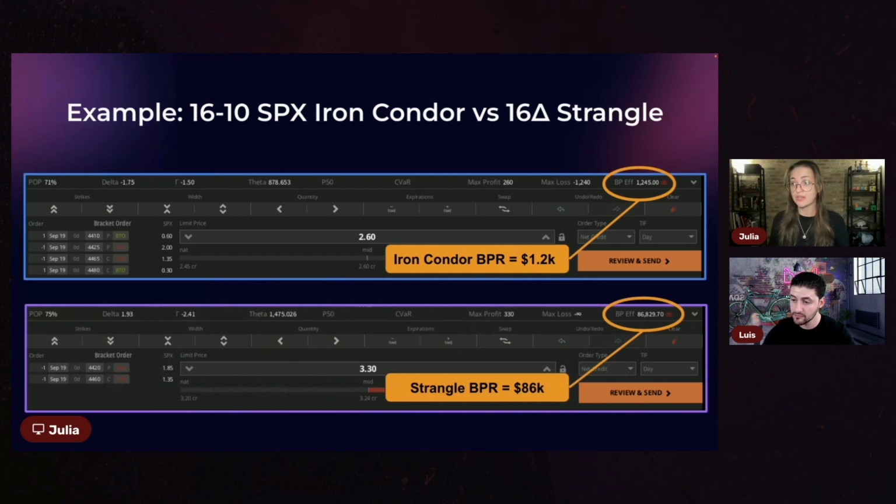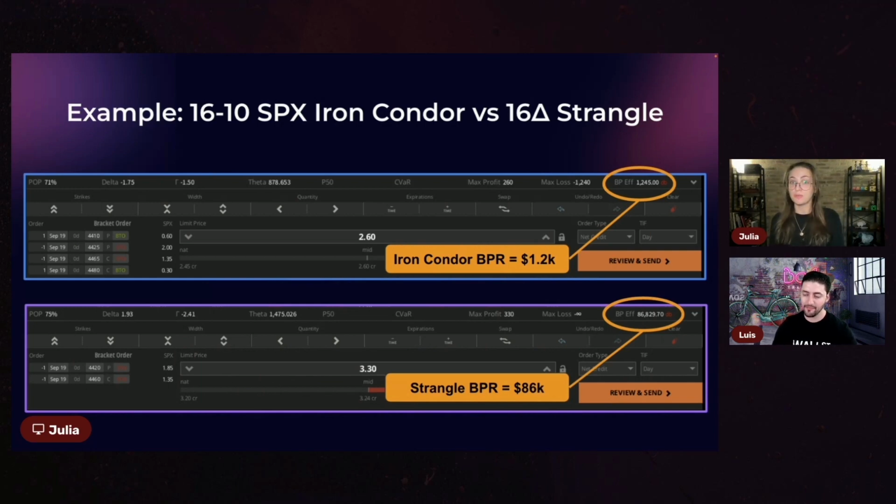In the Iron Condor's case, this is roughly a 16/10 at the time when I put this on, it's 1.2K in buying power versus the Strangle, which is 86K in buying power. So just capping on those wings keeps your pop roughly the same. In one situation, the pop is 71%. In the other situation, the pop is 75%. You collect less, but it's like a 98 or 99% reduction in buying power, which is why people that do trade short 0DTE option strategies a lot of the time stick with defined risk, like spreads or Iron Condors.